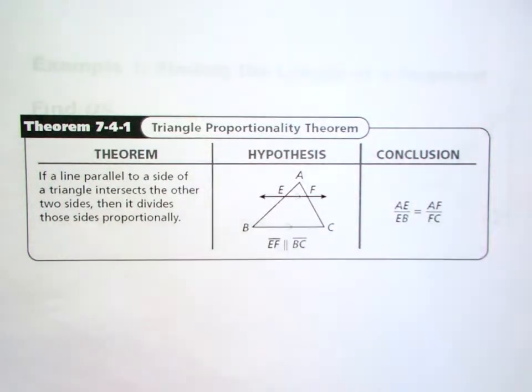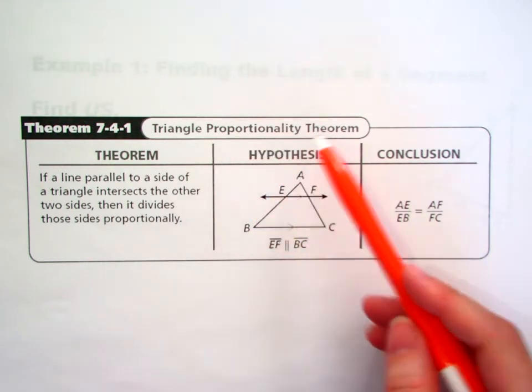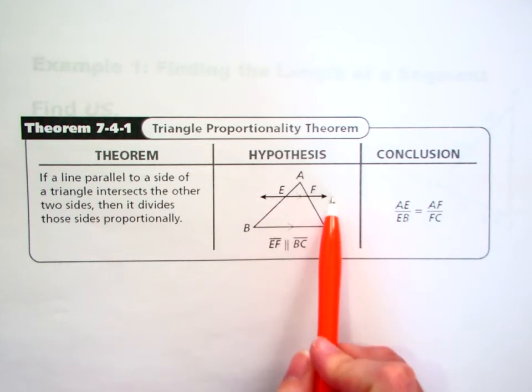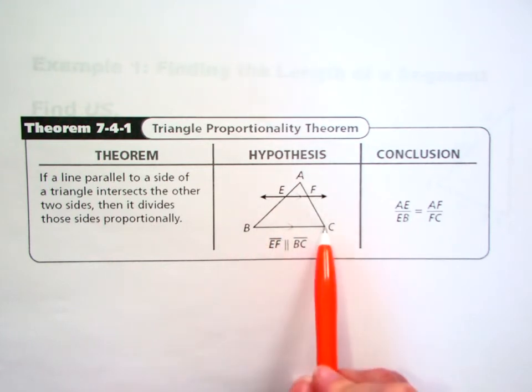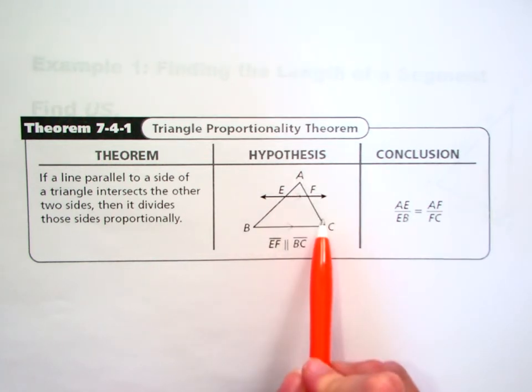This lesson is on triangle proportionality. The first thing that we're going to see is our triangle proportionality theorem, which says that if you have a line that's parallel to the side of a triangle, then it intersects these other two sides. So it's got to intersect both sides of the triangle. Then what it's going to do is divide these sides proportionally.